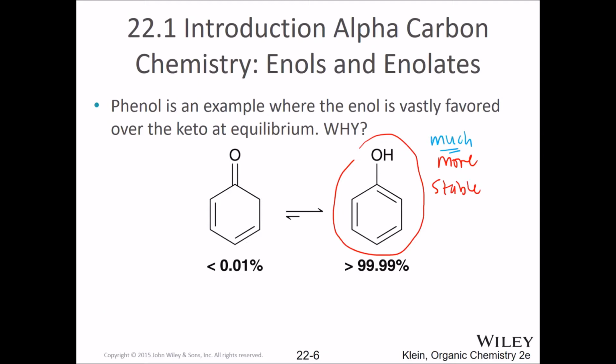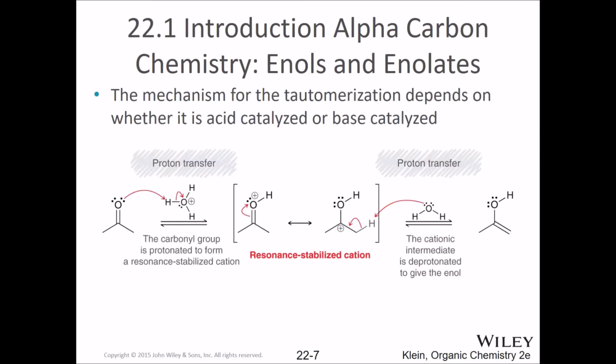Okay, so phenol is another example where the enol form is going to predominate. You can see it is a dramatic difference between the two. Now the mechanism for tautomerization depends on whether it's acid or base catalyzed, as you would expect. So let's walk through.